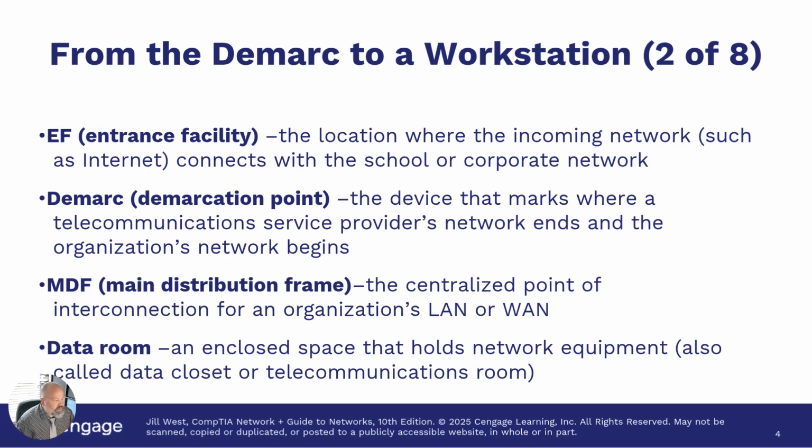So let's just start defining some of these acronyms. If you see EF, that stands for entrance facility. This is where the outside world meets your network. Think of it as the front door to your house, but for the internet. Next, we have DMARC for demarcation point. This is the you break it, you bought it line. Everything on one side belongs to your internet service provider. Everything on the other side belongs to you. It's your responsibility. It's like the property line between your house and your neighbor.